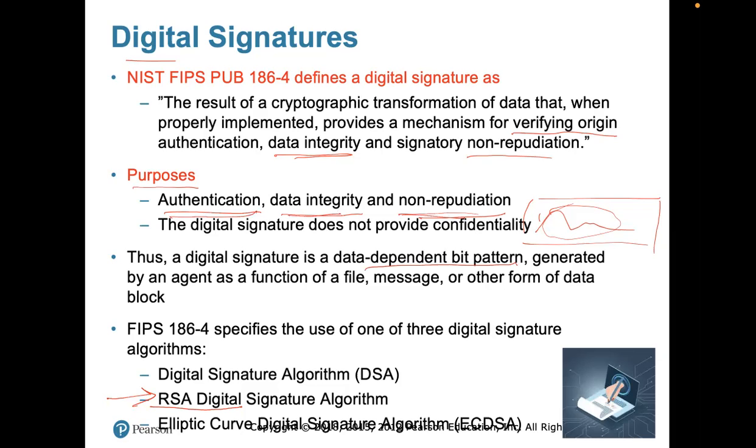Per FIPS 186-4, we have three major digital signature methods or algorithms. One of them is DSA. The other one that we will be talking about is digital signatures using RSA, and digital signatures using elliptic curve algorithms, which we will not be talking about. I'm just naming them.